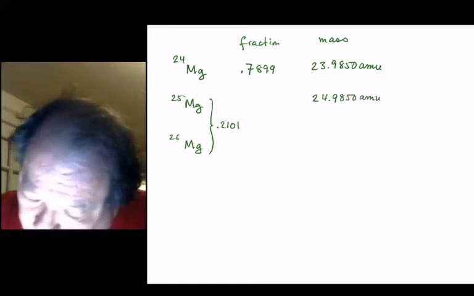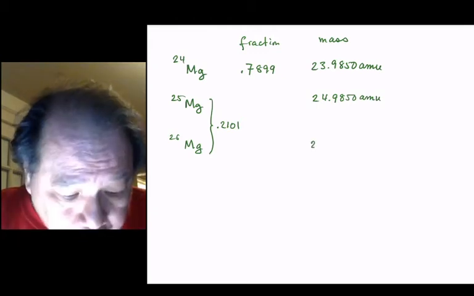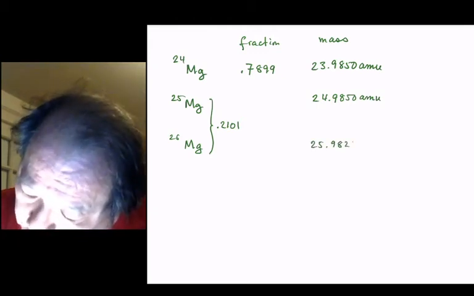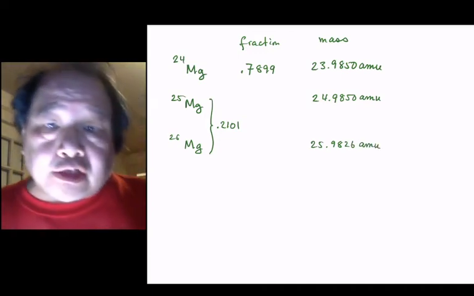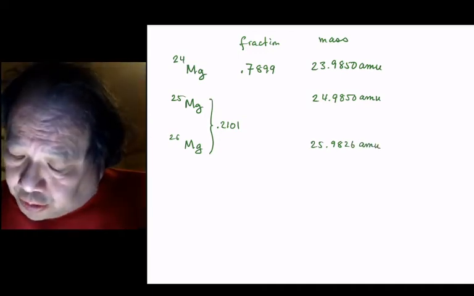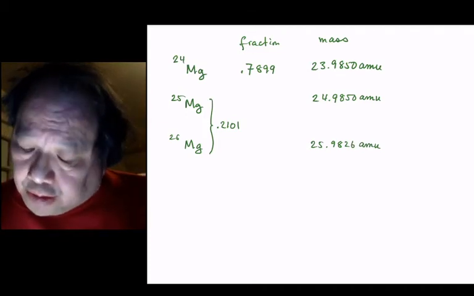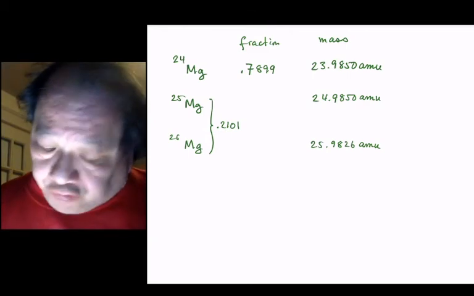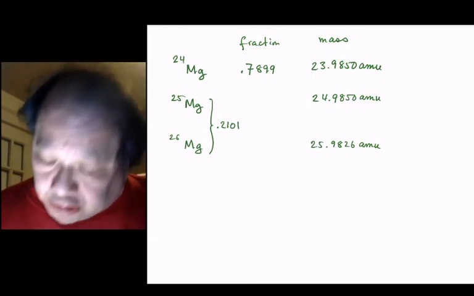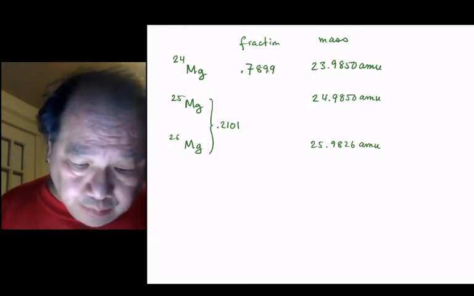And 25.9826 AMU. And sig figs, by the way, is the number of digits. And so just roughly, the 23.9850 is to 6 sig figs. 0.7899 is to 4 sig figs.